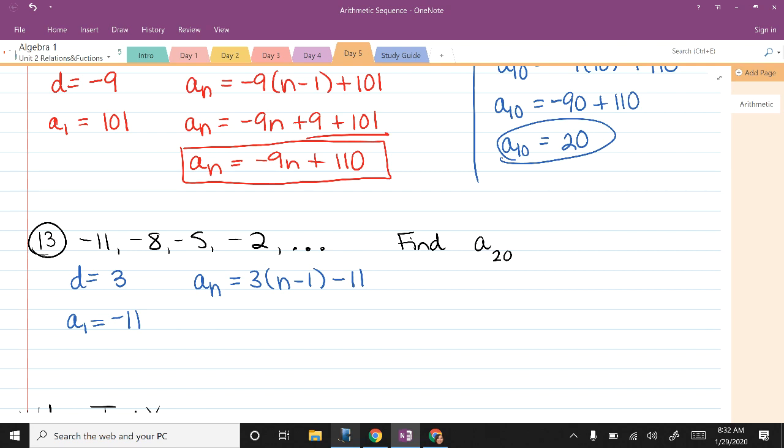All right, now what? Distribute it, yes. So A sub n equals what?